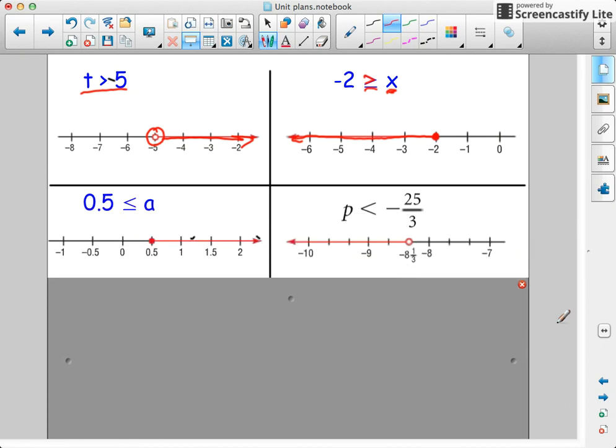Okay, let's look at this one. A is greater than or equal to 0.5. So I start at 0.5, and A can be anything greater than that or equal to it, so I fill in the dot. Okay, I could use fractions as well. P has to be less than -25 thirds, which is negative 8 and 1/3. So I find that on my number line. Open circle, P can be anything less than that.